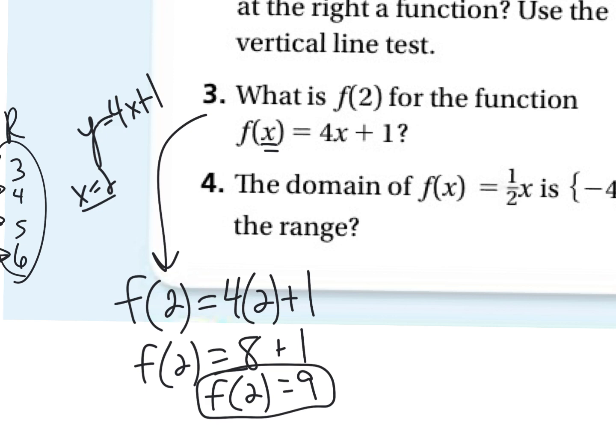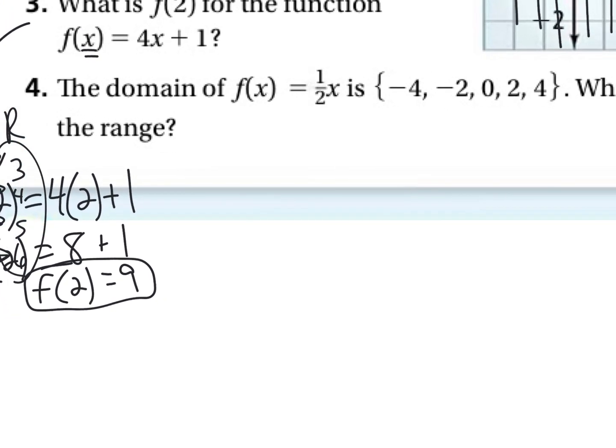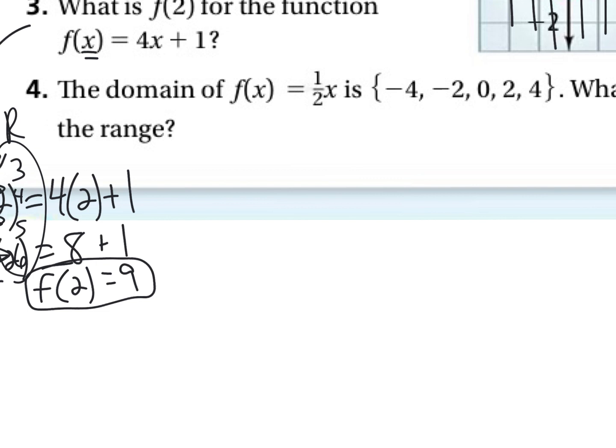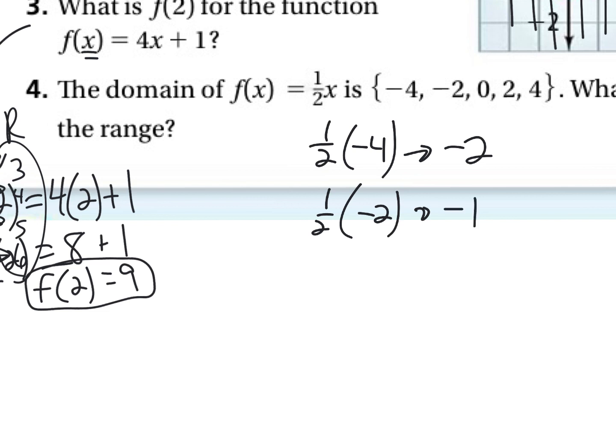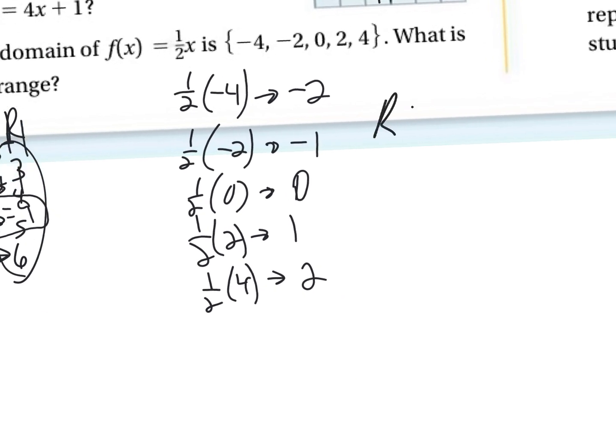And number 4, they tell us what the domain is. They're asking what the range is. So we're just substituting those numbers in. So if you put in a -4 for x, half of -4 would be -2. Half of -2 would be -1. Half of 0 is 0. Half of 2 is 1. And half of 4 is 2. So the range would be -2, -1, 0, 1, and 2.